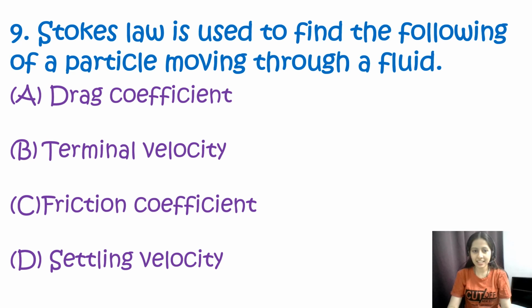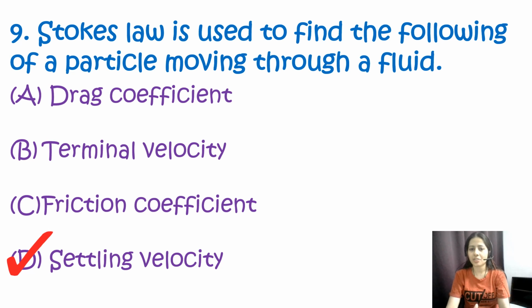Question number 9. Stokes' law is used to find out the following of a particle moving through a fluid. The options are drag coefficient, terminal velocity, friction coefficient or settling velocity. Actually, Stokes' law is used to find out the settling velocity of a particle moving through a fluid. So the correct option is option number D.